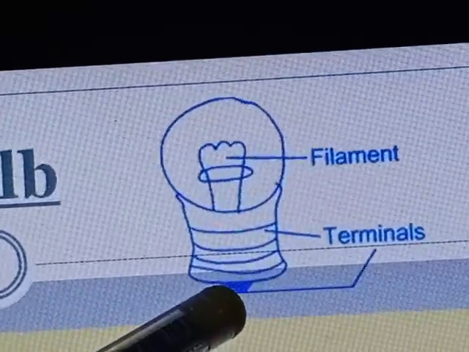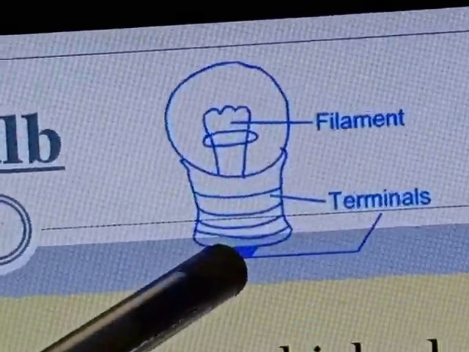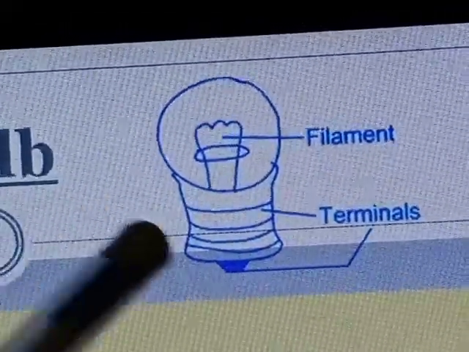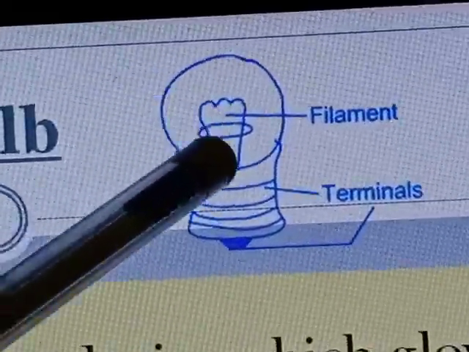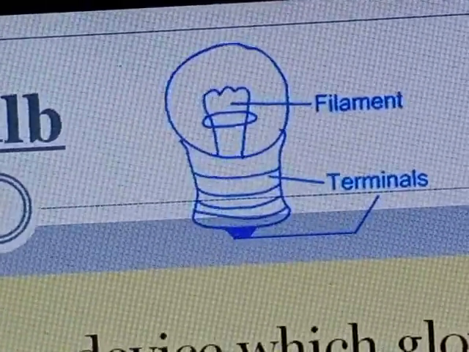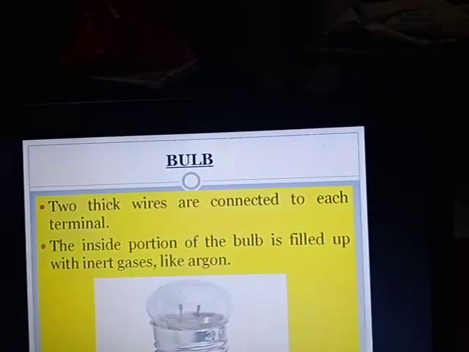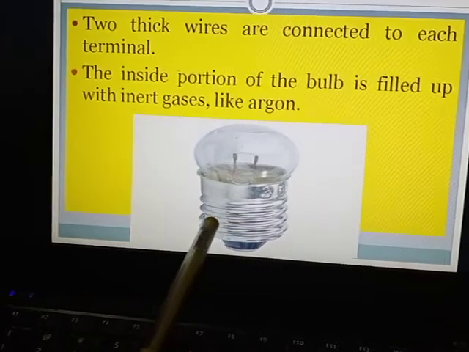And here this is a metal tip. So the base of the bulb and the metal tip of the bulb, these are the two terminals of the bulb. One may be positive and one may be negative. So these two thick wires are connected with the two different terminals of the bulb. Okay, so this is an electric bulb. It is used in the torch.